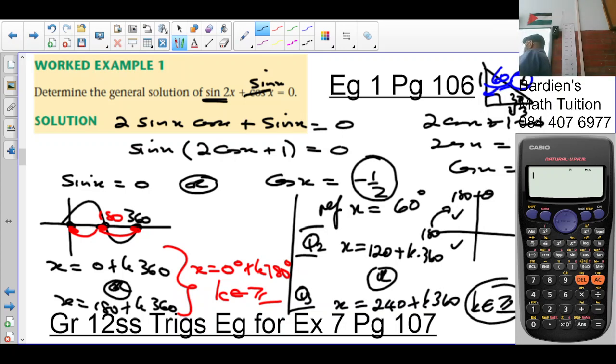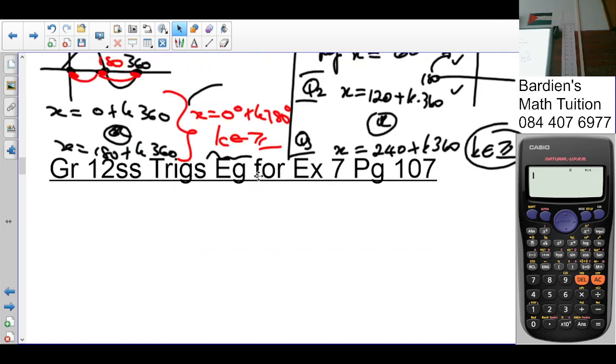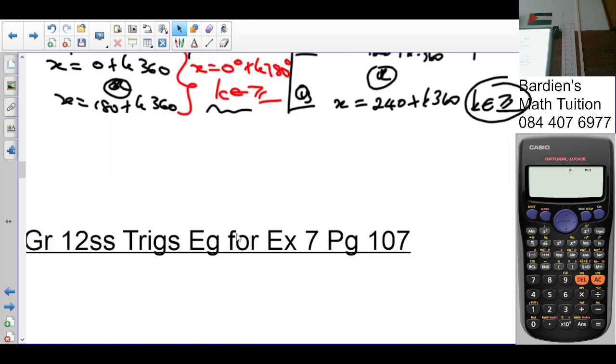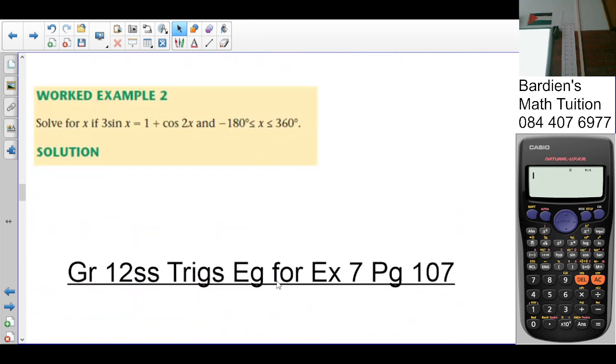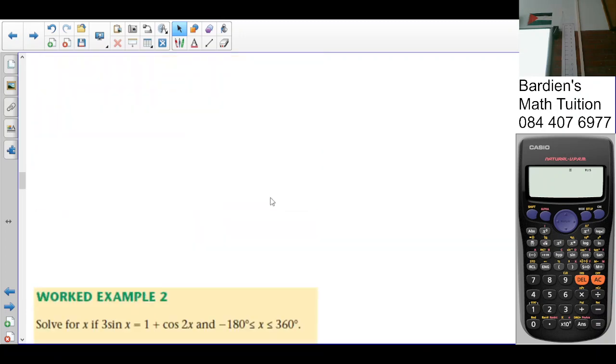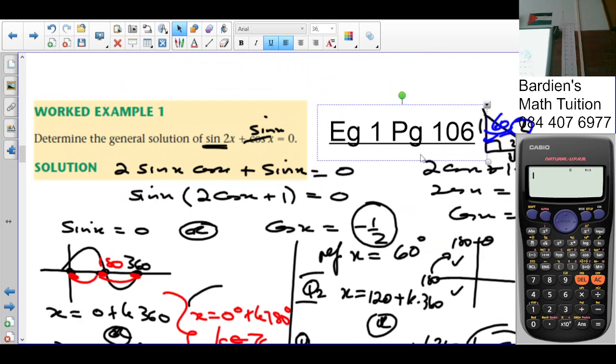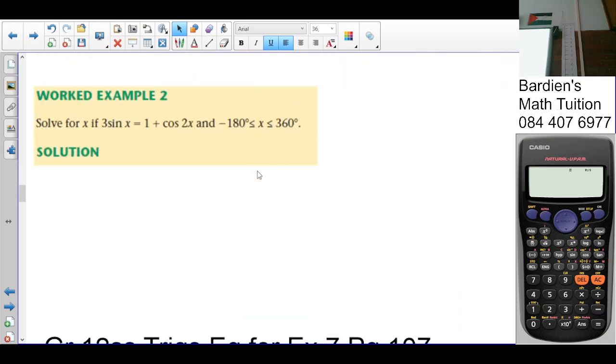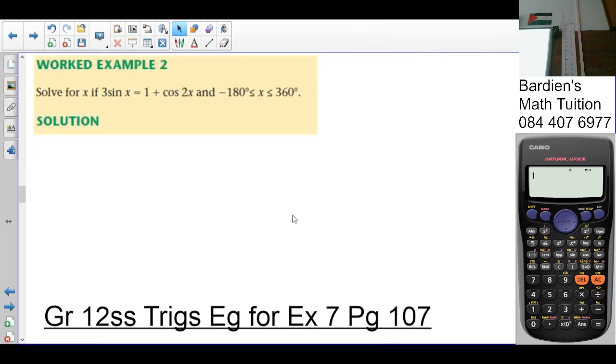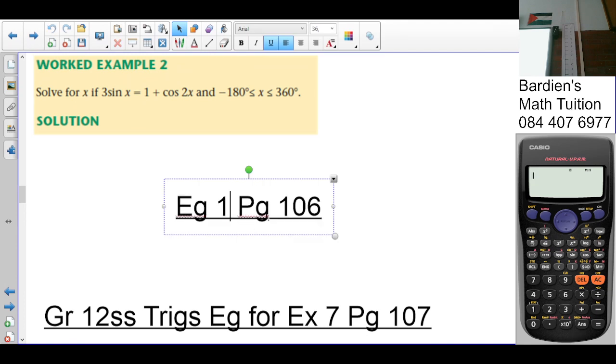Normally we just write that once, then it would have been enough. Like I've written it there already, so I didn't really need to repeat it here. Okay? So once in the sum is sufficient. Alright? Any confusion here? No? So now we're looking at example 2, on page 106.